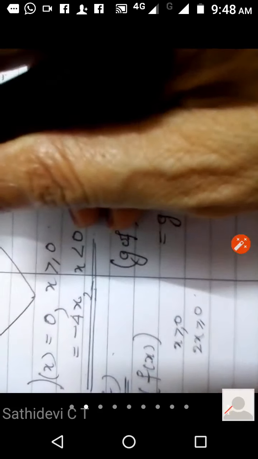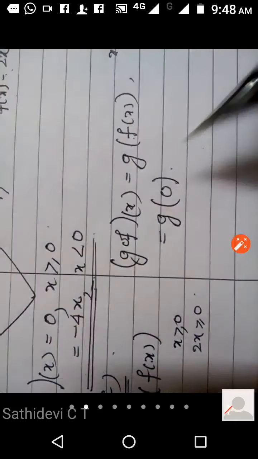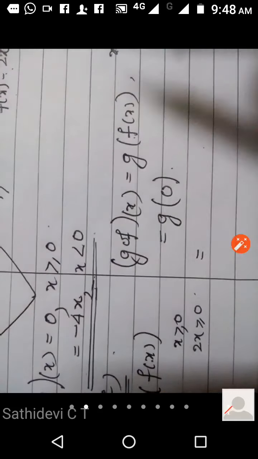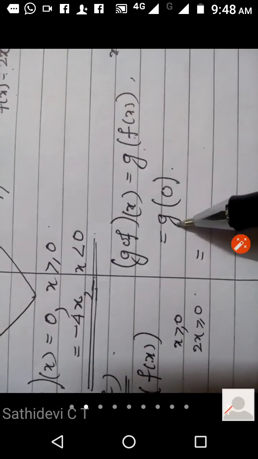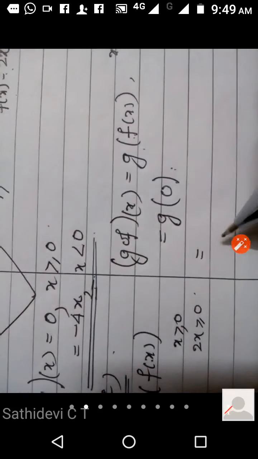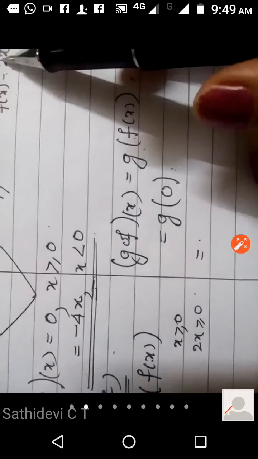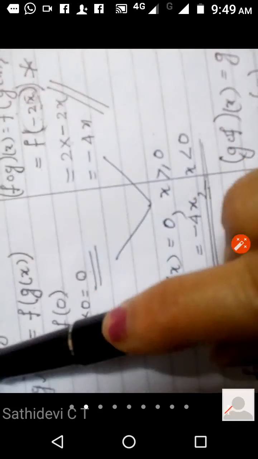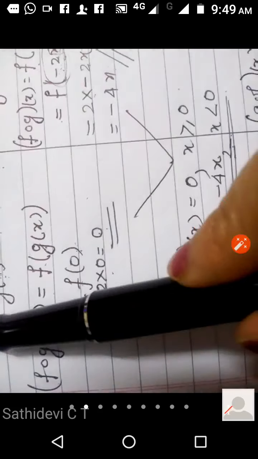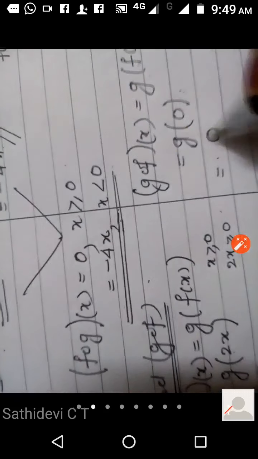Here x is negative, and you know that when x is negative, the value of G of x is minus 2x. You started with x less than 0 and reached G of 0. G of 0 is minus 2 into 0, equal to 0. If you want, you can put x equal to 0, then also G of 0 is 0. So here you are getting the value 0.